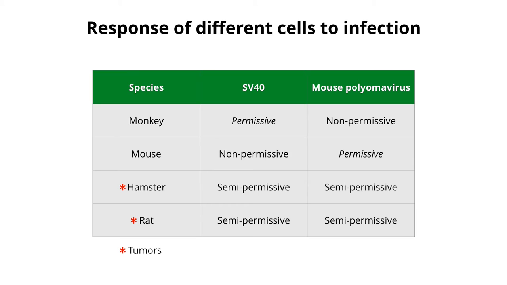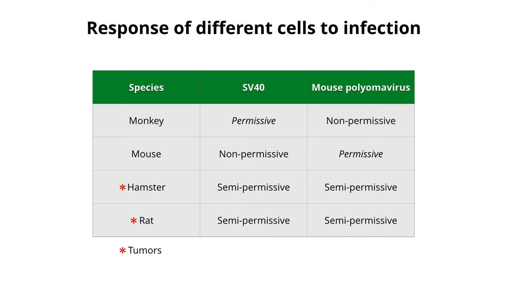These viruses can get into these cells, but the T antigen of the virus doesn't match up with the machinery of the host, so you don't get early transcription. Now let's look at other species, hamsters and rats, for example. In these animals, both SV40 and mouse polyoma are semi-permissive. What that means is the virus gets in, you get early transcription of early mRNAs, but you don't get DNA replication. That's what we mean by semi-permissive.